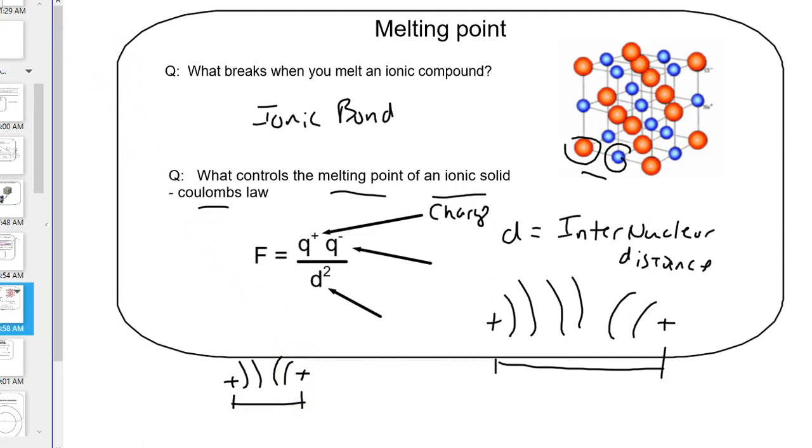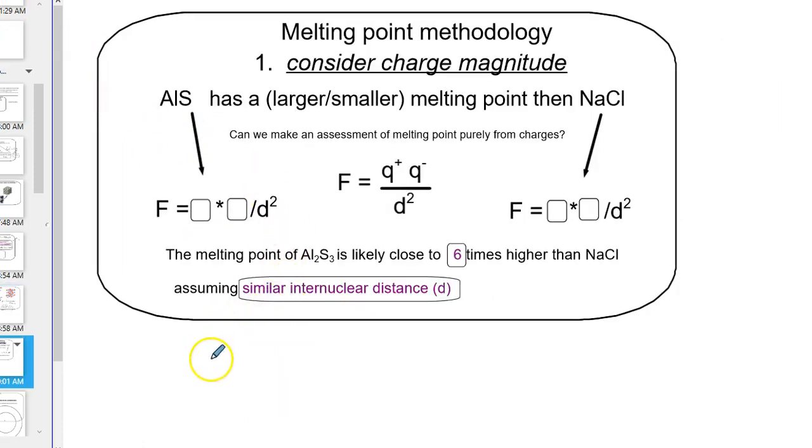Alright, so the first thing we consider in making decisions is the charge. So the force equals the charge of the cation times the charge of the anion.